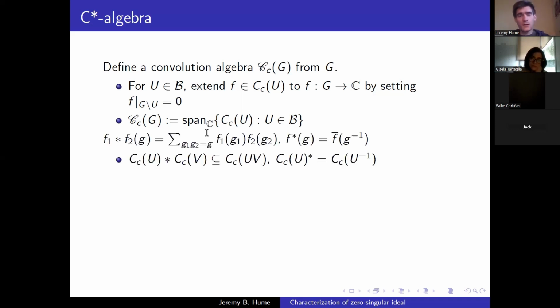To define convolution, this is done in the same way as you would for Hausdorff étale groupoids, and similarly for the involution. You see that this algebra is closed under convolution and involution just by looking at what it does on these compactly supported continuous functions on bisections.